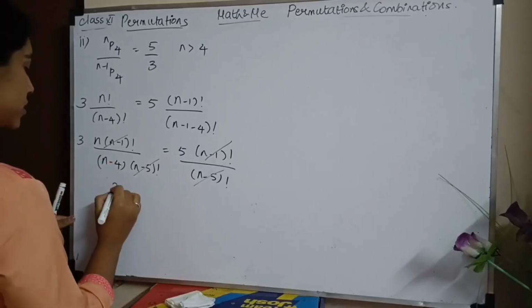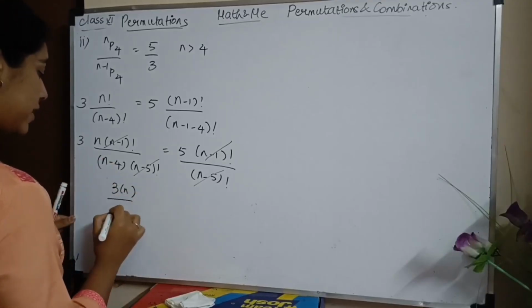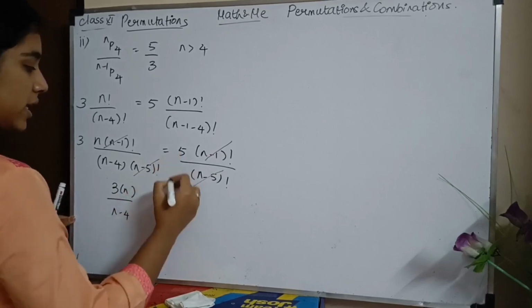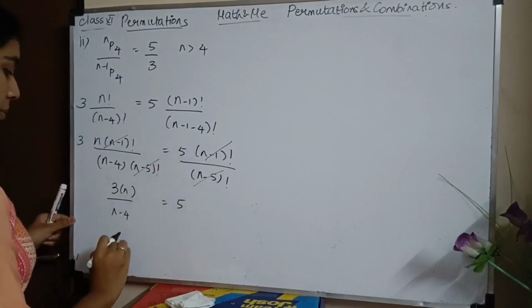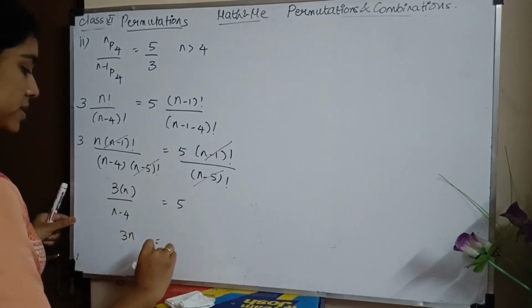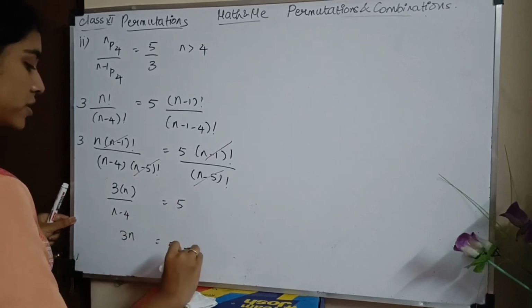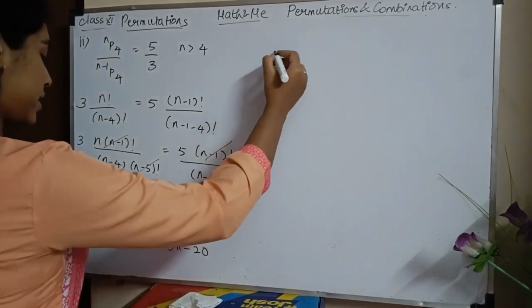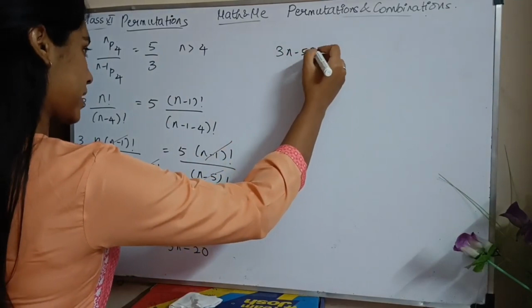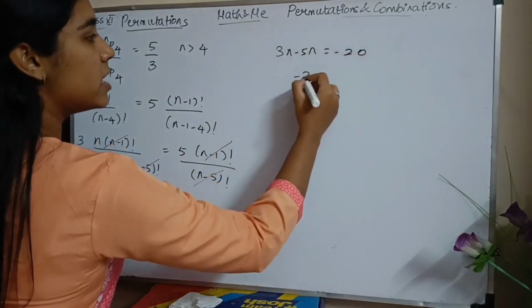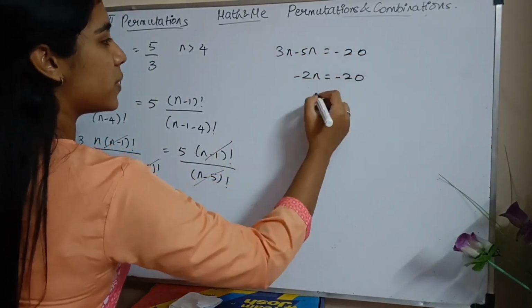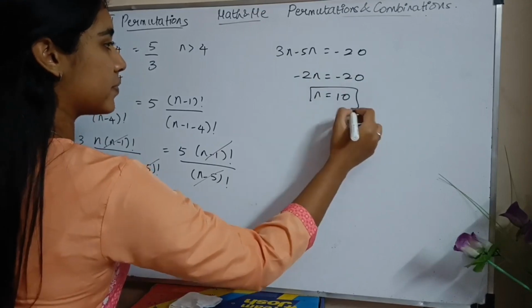So what am I left with? 3n divided by (n minus 4) equals 5. If I cross multiply, 3n equals 5n minus 5 fours are 20, so 5n minus 20. So 3n minus 5n equals minus 20, minus 2n equals minus 20, n equals 10.